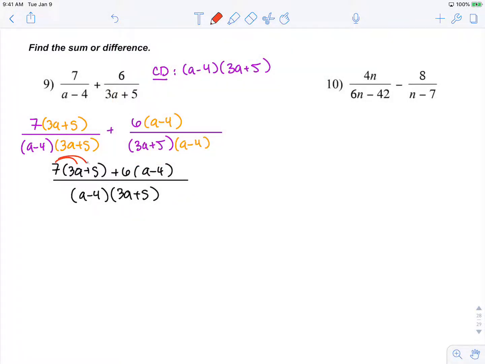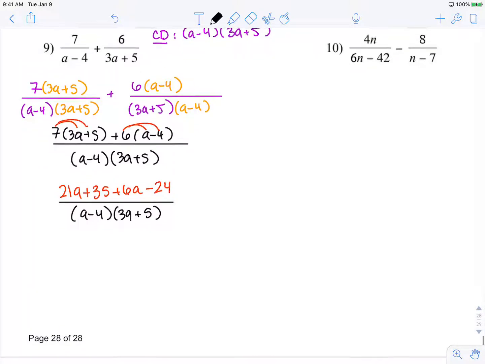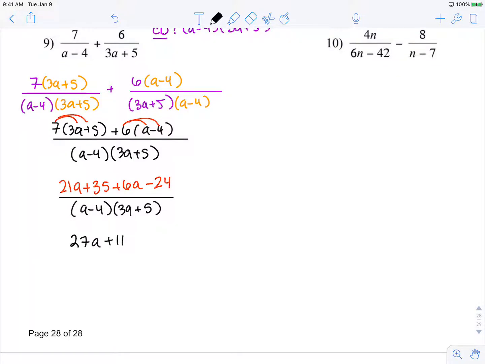I'll distribute here for both of these numerators. That makes 21a plus 35 plus 6a minus 24 over our common denominator. Combining like terms, now I have 27a, and then 35 minus 24 is 11 over a minus 4 and 3a plus 5. And we cannot factor that numerator anymore, so this is our final answer.